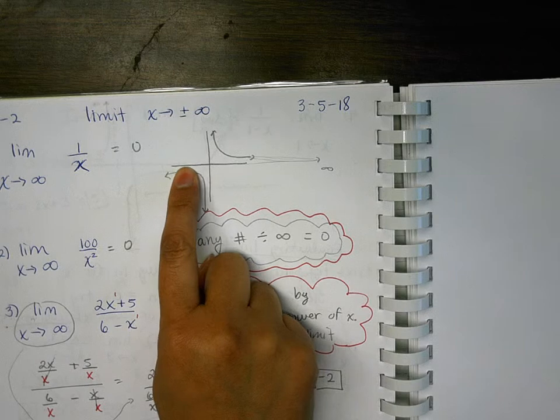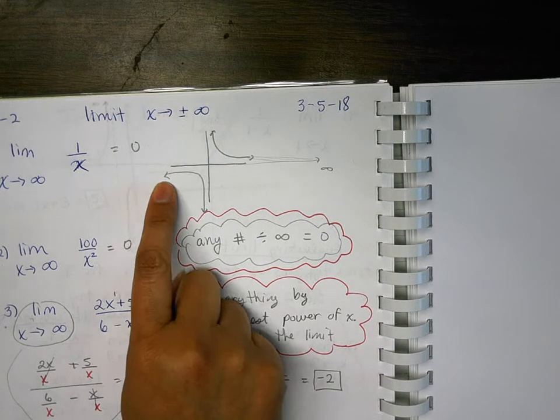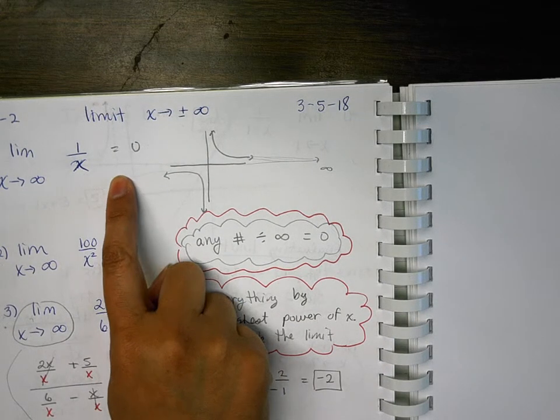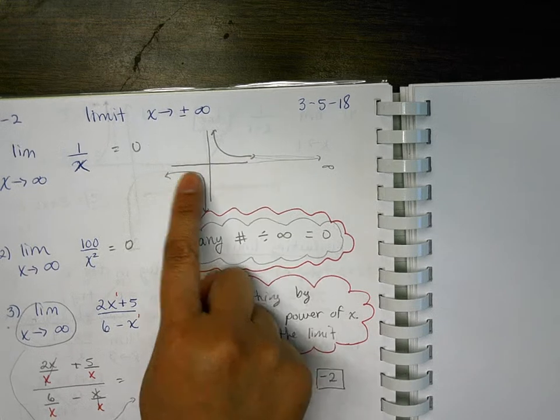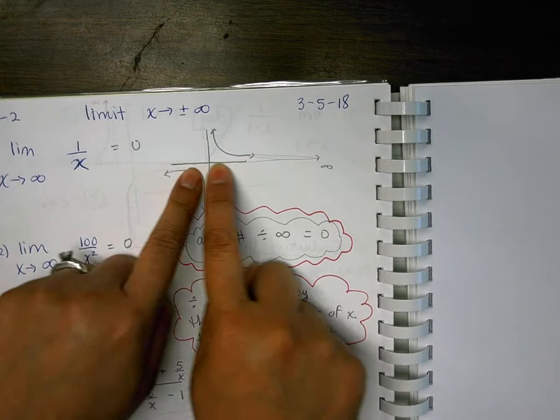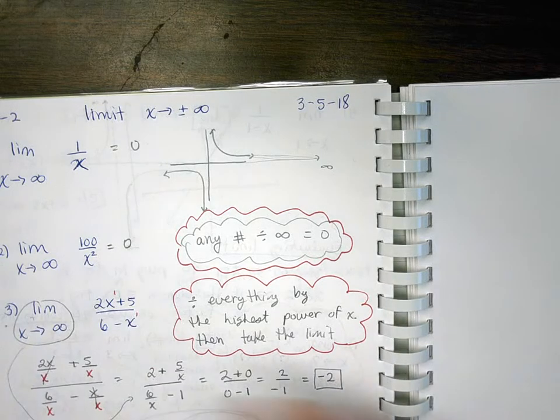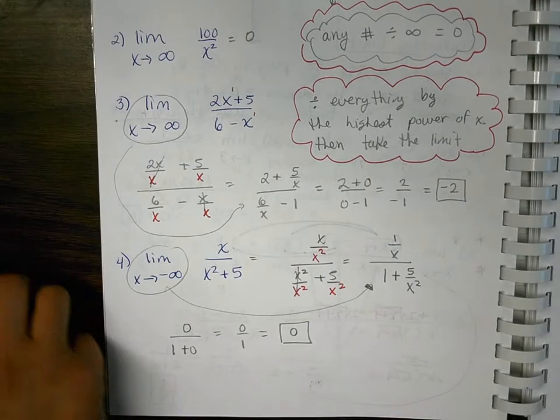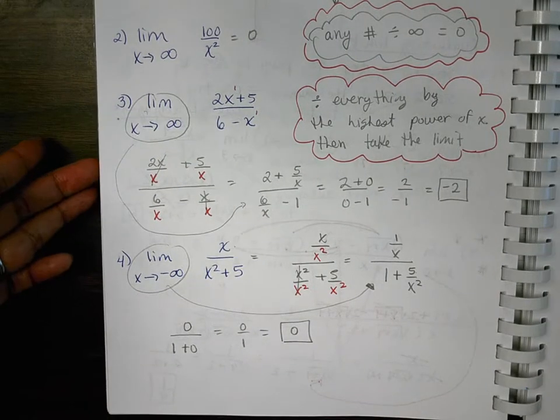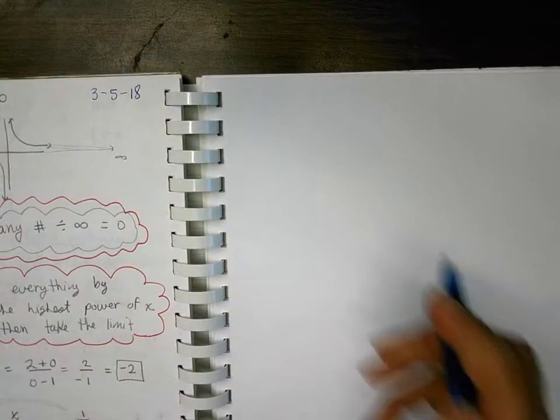For sure. If you look over here at the graph, do you agree as I go to negative infinity, my line is still approaching the y value of 0? Whether I'm going to positive infinity or negative infinity, is it still approaching the y value of 0? Yes. All right, questions on number 4 and how it came out to be 0.